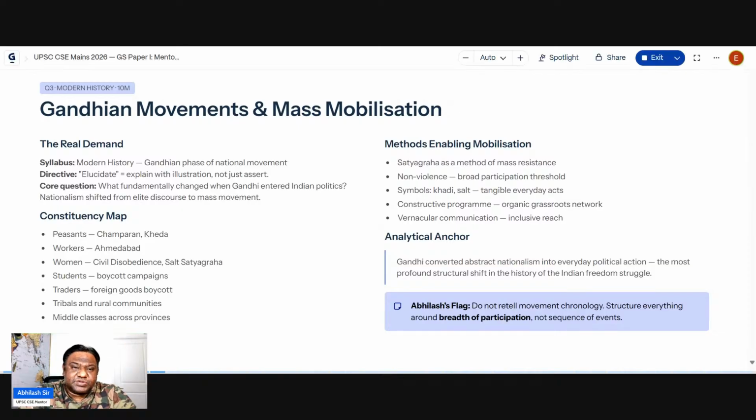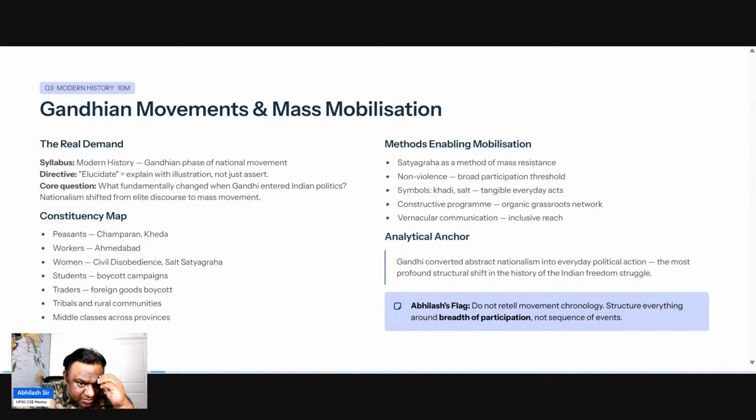Definitely. The next question is: the significance of Gandhian movements lay in the masses they mobilized. Elucidate. The key word over here is elucidate. So here basically elucidate मतलब explain with illustration. So the question is कि how Gandhi's inclusion in the independence movement added mass movement. कितना क्या significant है. Basically गांधी किसके लिए बोले.